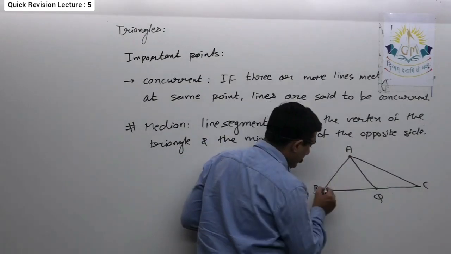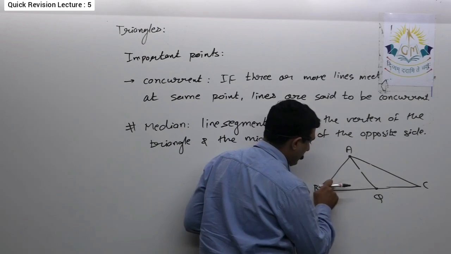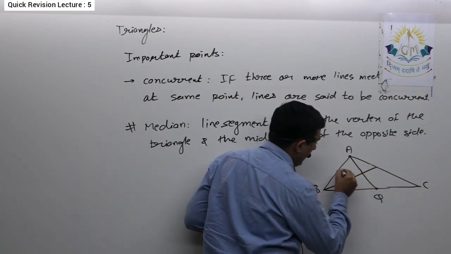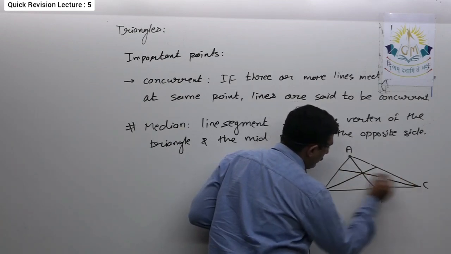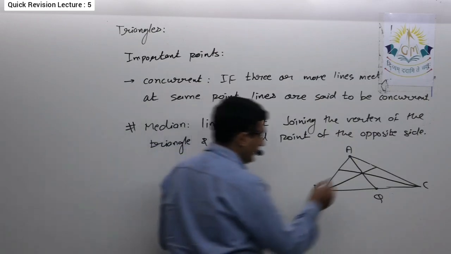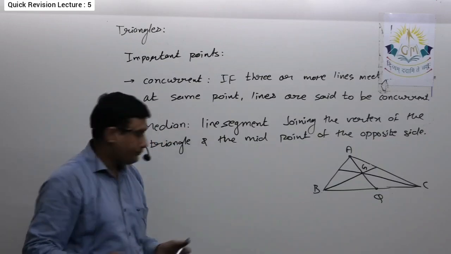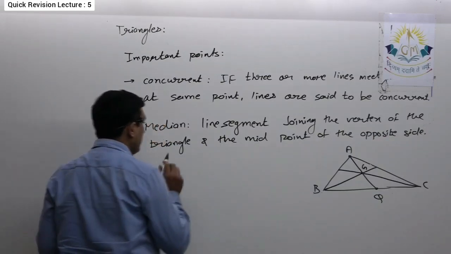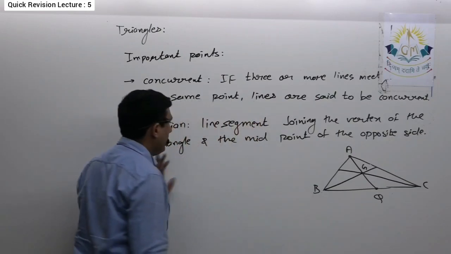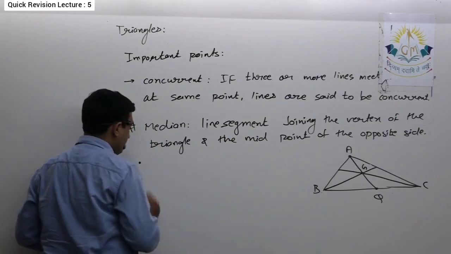Now, as there are three vertices, a triangle has three medians. And these three medians of a triangle are concurrent. That means they pass through the same point. This point of intersection is called the centroid, denoted as point G.